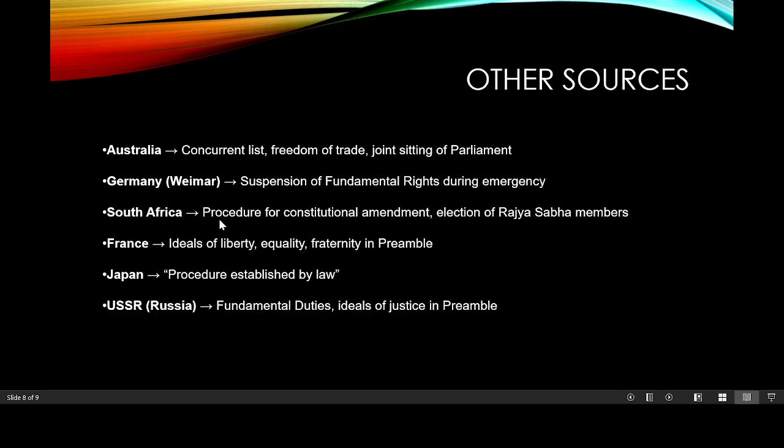Then from South Africa, procedure of constitutional amendment, election of Rajya Sabha members. So in the previous slide we studied that nomination to Rajya Sabha is from the Irish Constitution and election to Rajya Sabha is from the South African Constitution. Okay. From France, ideal of liberty, equality, fraternity in the preamble. This we have already studied in the previous class where we studied the preamble. Then from Japan, procedure established by law. This I have already told you, do not get confused between rule of law and procedure established by law.